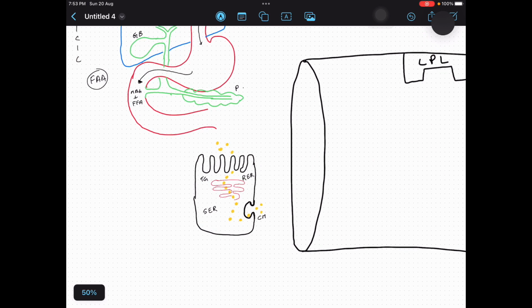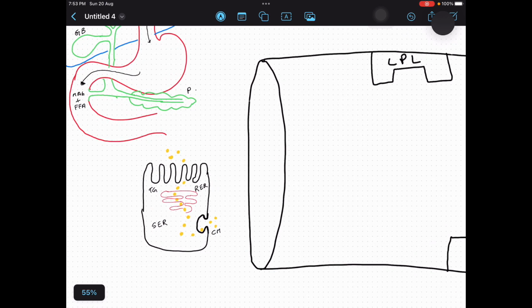Once it reaches the lymphatic system, all the fatty meal will go through the lymphatic system into the thoracic duct, which is the main lymphatic channel, and this thoracic duct will drain at the junction of the left subclavian vein and left brachiocephalic vein.